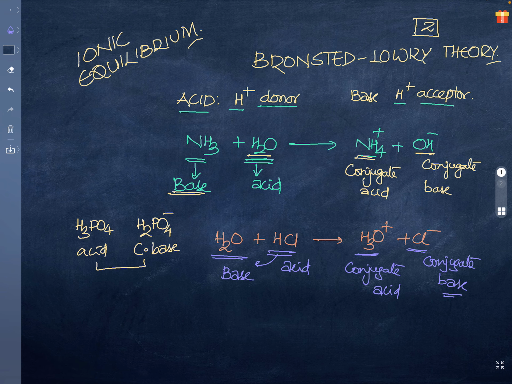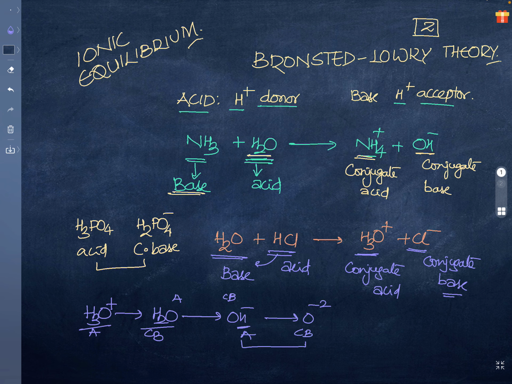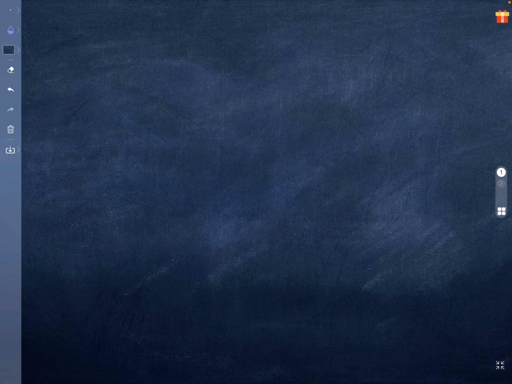Very, very important line. If any compound is given, you need to be very careful. H3O plus, take out one proton, H2O. Take out one proton, OH minus. Take out one proton, O minus 2. If this is acid, it is conjugate base. Only these two you can see at a time. Don't compare the first and last. H3O plus's conjugate base is not O minus 2. Only one proton difference should be there. Let me show you one more.